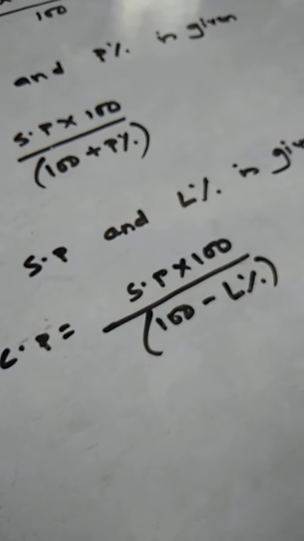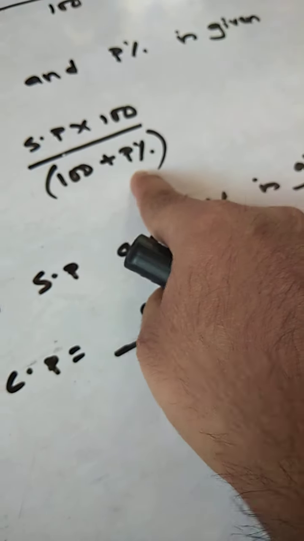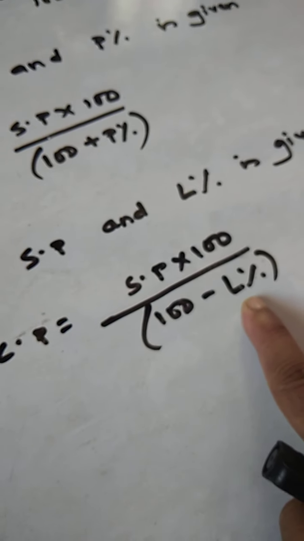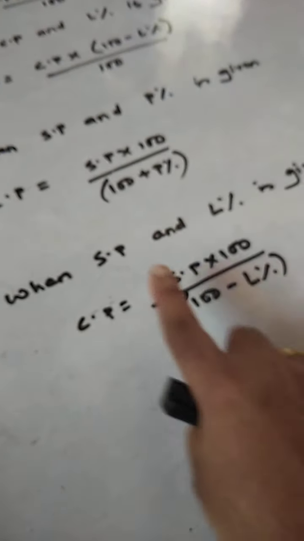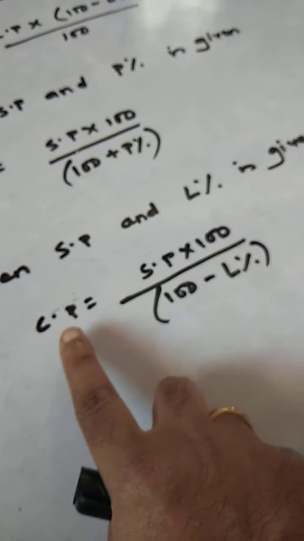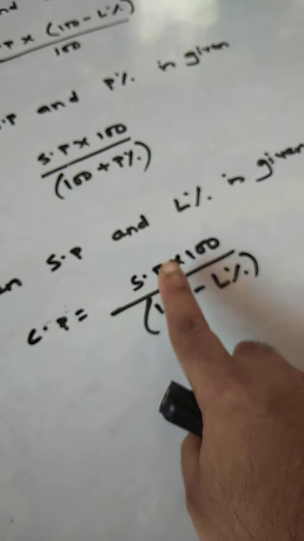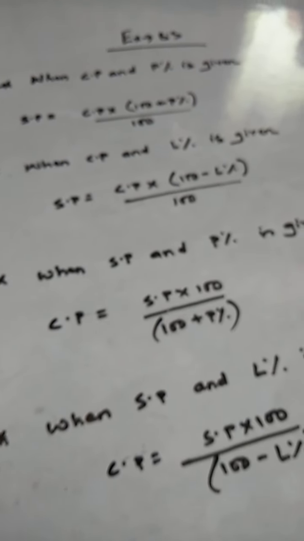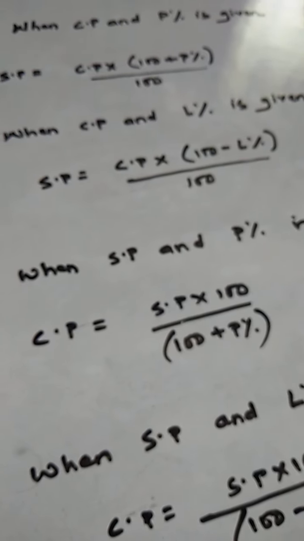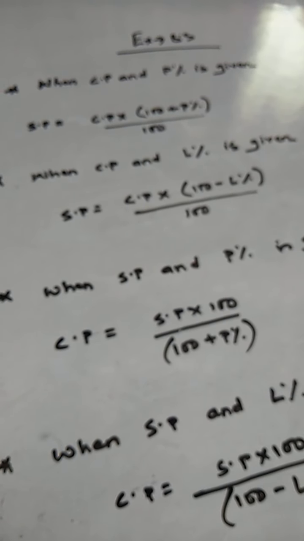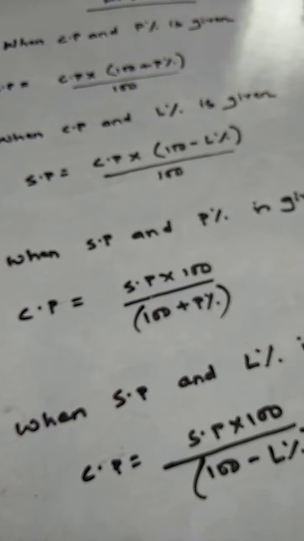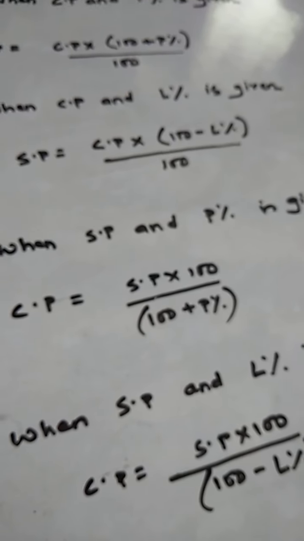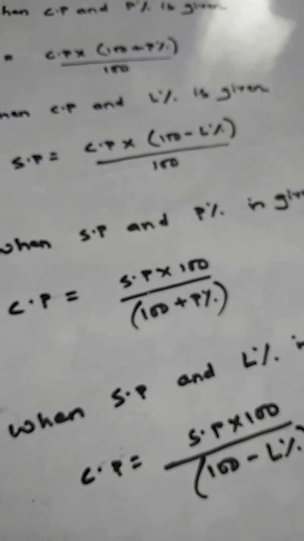Now this time a little modification of the formula is there. Instead of 100 plus profit percent, it would be 100 minus loss percent in the last case. When SP and loss percent is given, the formula would be CP is equal to SP into 100 upon 100 minus loss percent. So these are the four very important formulas, students, of cost price and selling price with profit percent and loss percent. So I want all of you to please write it down in the copy and implement it in the answers also.